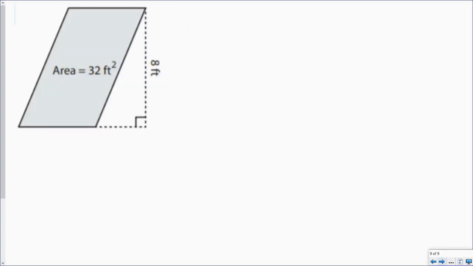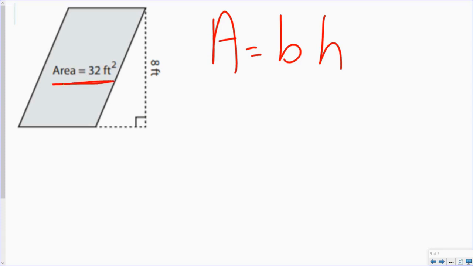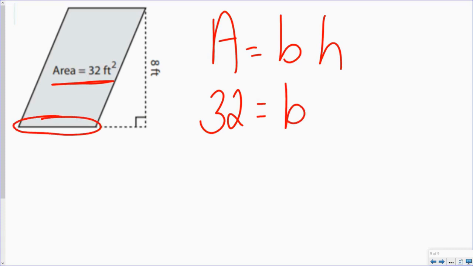Now, this one gives me the area to start off with, and I need to find, it looks like, the base. So I have area equals base times height. Again, here's my area of 32. Equals, I don't know what my base is. I'm going to leave that as B, multiplied by my height, which is right here. So I will put my 8 there.